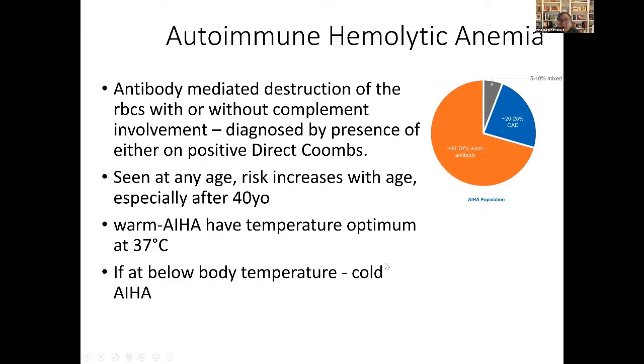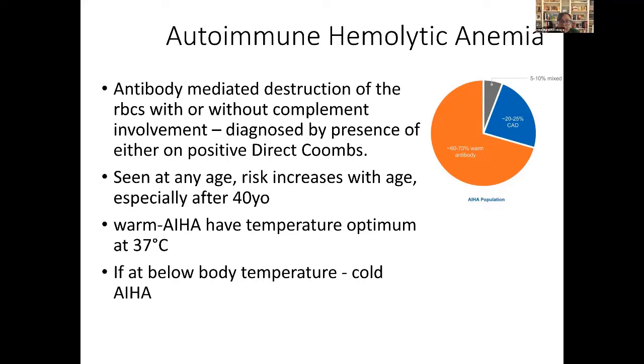Autoimmune hemolytic anemia is defined by antibody-mediated destruction of red cells with or without complement involvement. And it's diagnosed by the presence of antibodies or complement on the surface of red cells by direct Coombs. You can see it at any age, but the risk does increase with age. It's much more common in adults, although childhood cases do exist. And the risk increases after the age of 40.